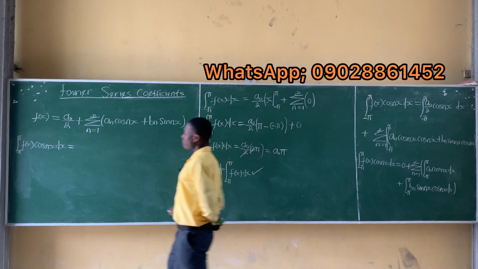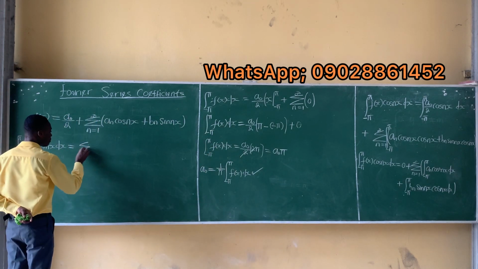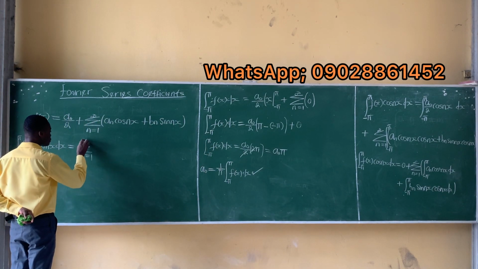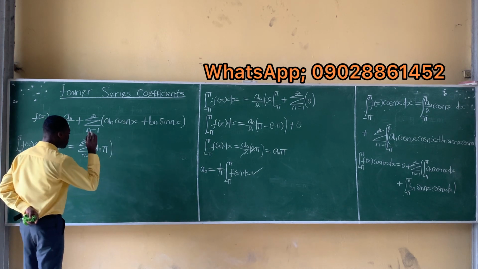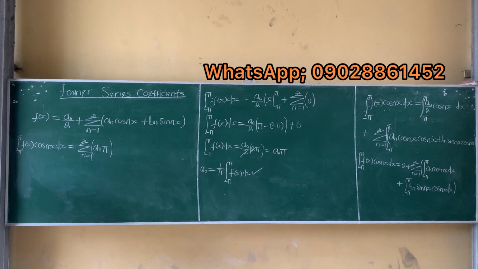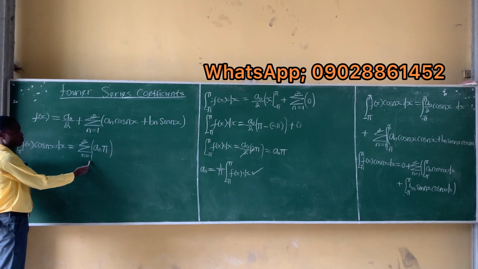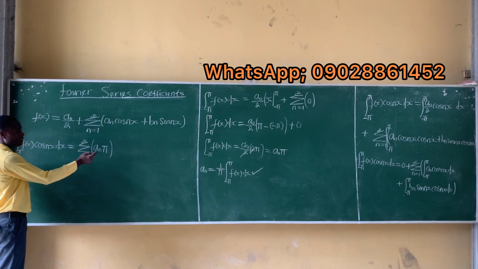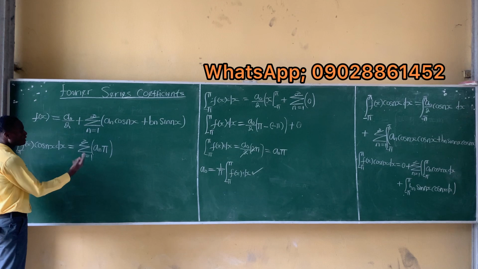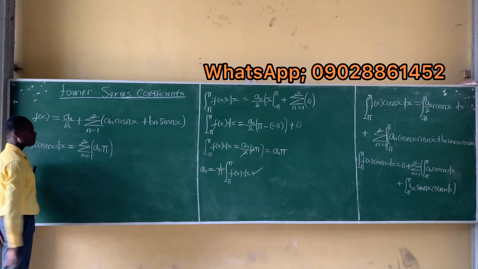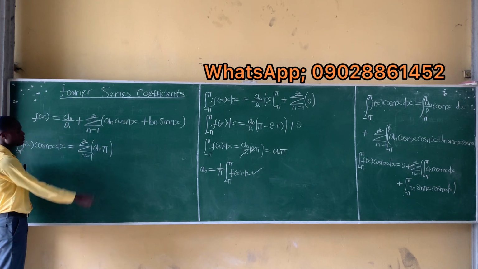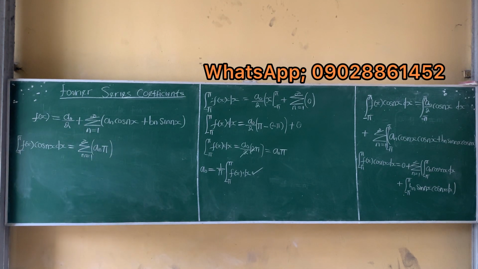So we are going to have the sum as n equal to 1 to infinity of an pi. This is what we have. Now, this sum as n equal to 1 to infinity does not really affect our a sub n. They are only telling us that a sub n is 1, 2, 3, 4, a1, a2, a3, a4 to infinity. So the sum is not really important. We can decide to remove it. That is if you wish.